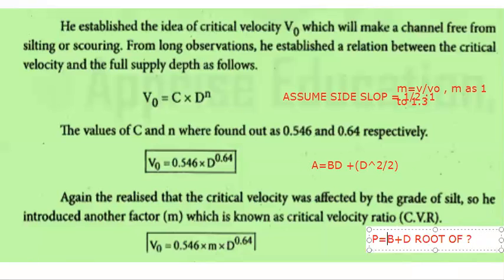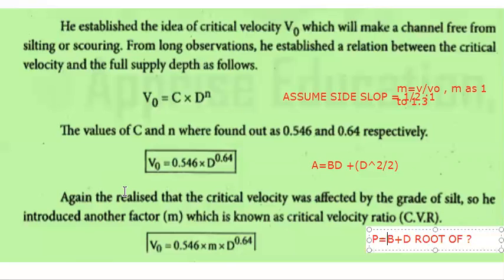And then the hydraulic mean depth. So you know about the hydraulic mean depth, that is A by P, right? So hydraulic mean depth is the cross-sectional area of flow divided by the wetted perimeter. And finally, you can calculate the velocity from Kutter's equation and compare with the assumed value.